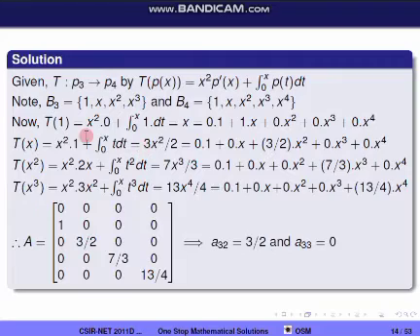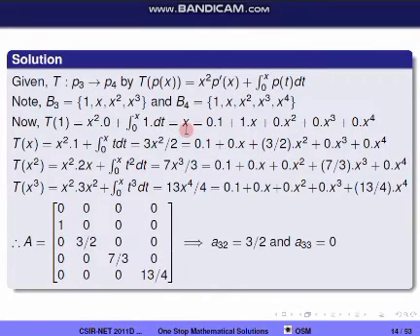So now we'll check how to do that. Now I'm finding T of 1. T of 1 is equal to x square p dash of 1 plus integral 0 to x 1 dt. So p dash of 1 is 0, since the derivative of a constant is 0. When we simplify this, we get x.